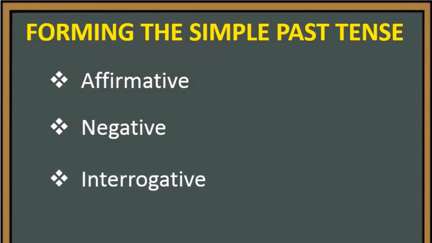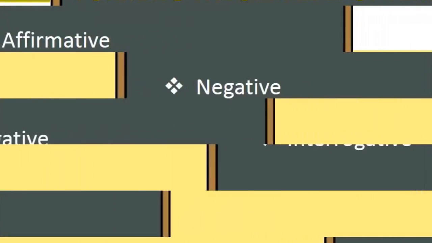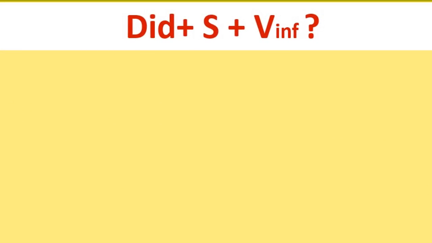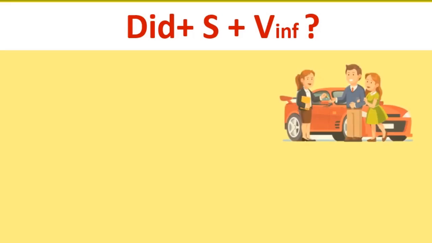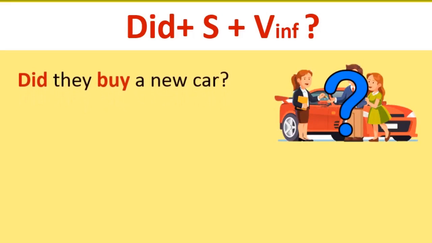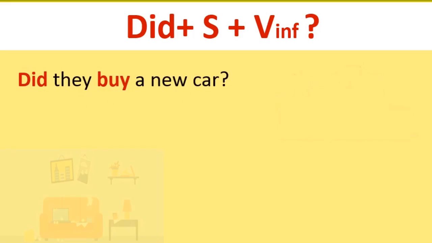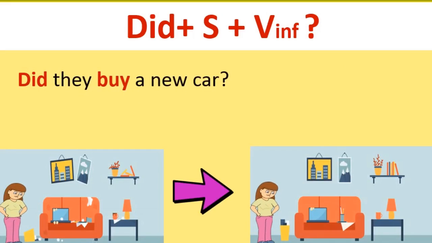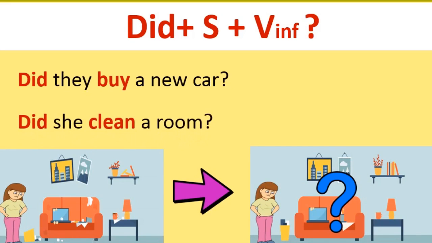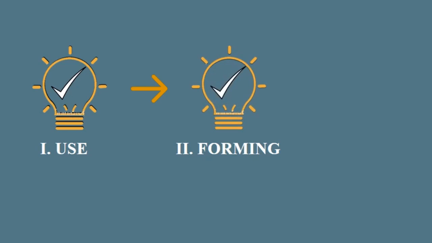Okay, now let's move to the interrogative. For the interrogative, the structure is did plus subject plus infinitive verb. We put did before the subject and the verb. Of course, they are still in their base form. For example, did they buy a new car? Another example, did she clean a room?